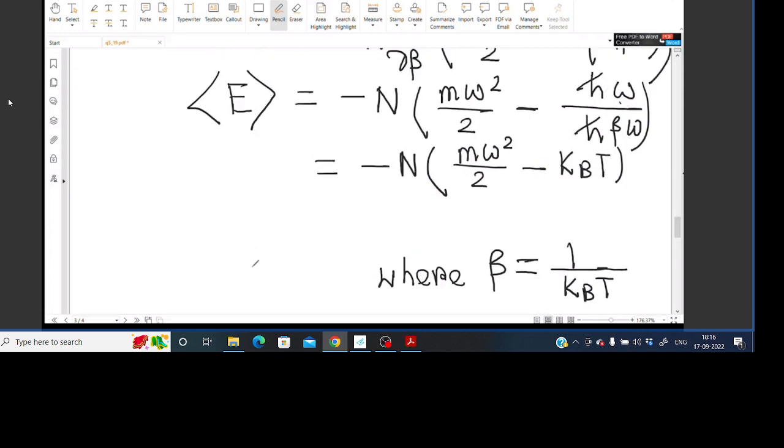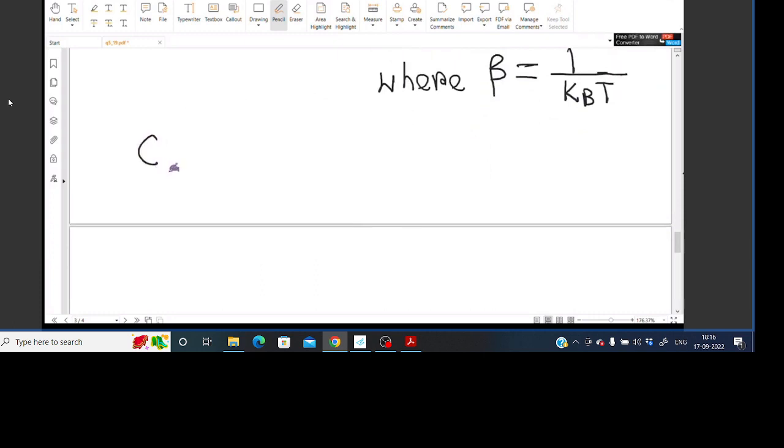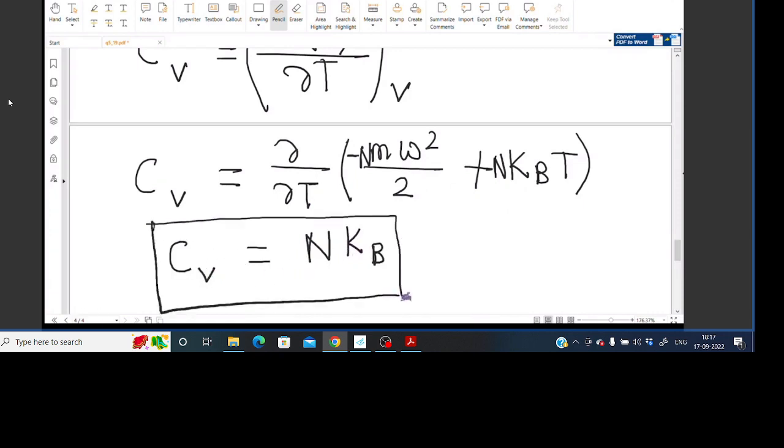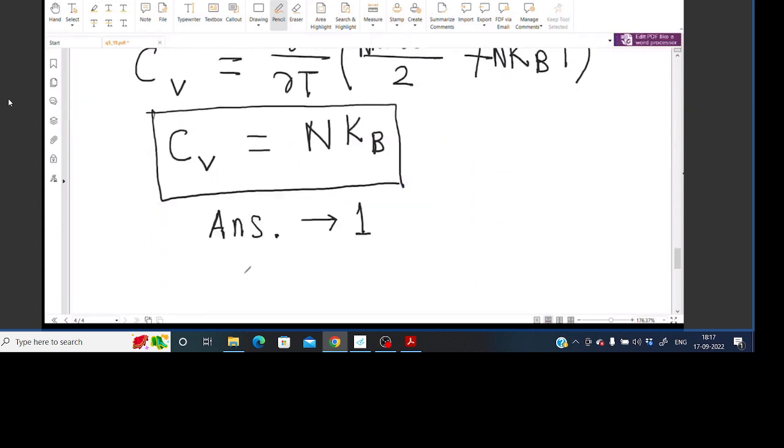Now we have to calculate the specific heat. To do that, we have to differentiate the average energy with respect to temperature. Here the first term is independent of temperature, so the differentiation of the first term is 0, and from the second term, if we differentiate it with respect to the temperature, then we get n kB. So Cv equal to n kB. So the specific heat in the unit of n kB is 1. So option A is correct.